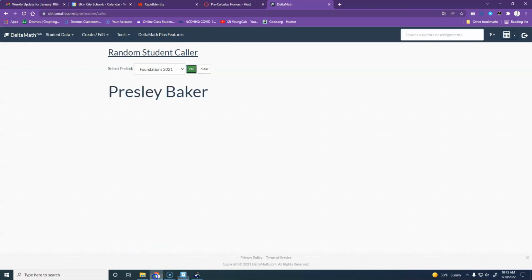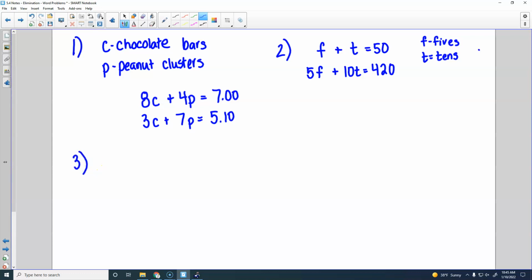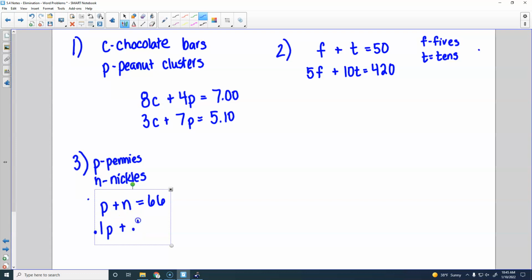Let's see who Delta Math wants to do number 3 for us. All right, Katie. 2.38. Okay. You're almost right, but you're not right. Which one is wrong? Is it the 1.1? Okay, so first equation's fine. How much is a penny worth? 1 cent. Okay. What is 0.1? That's 10 cents, right? So what should that be instead, Katie?